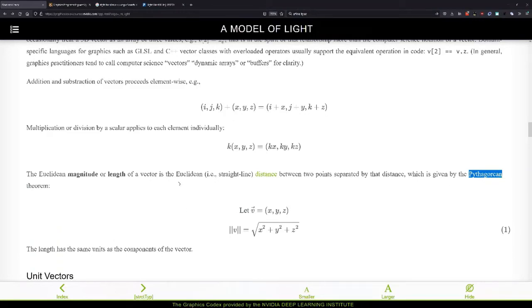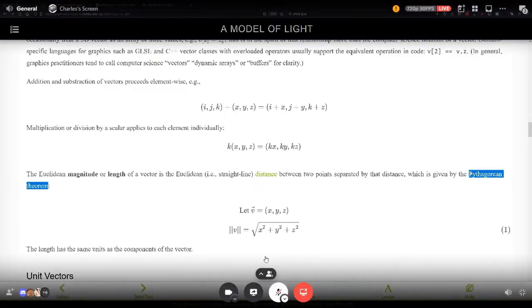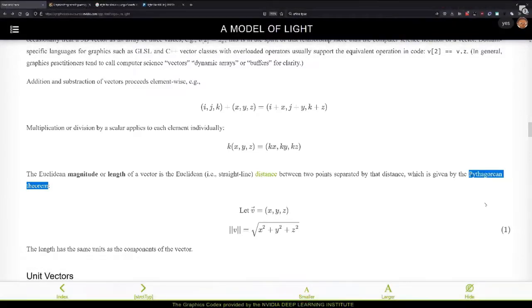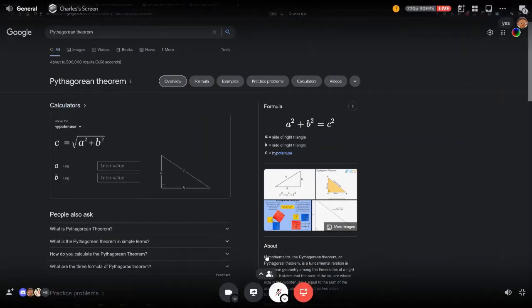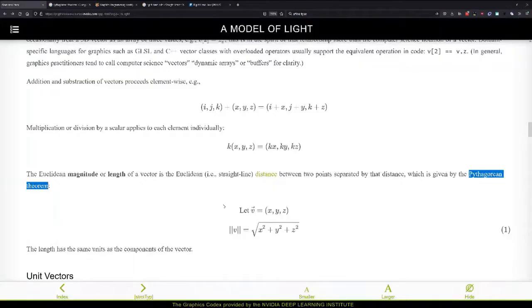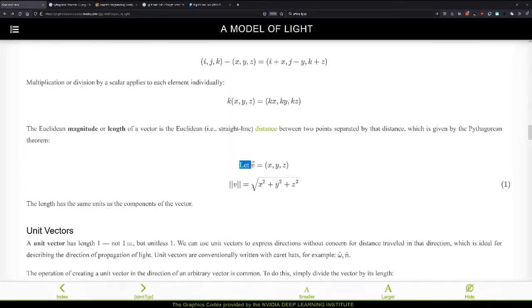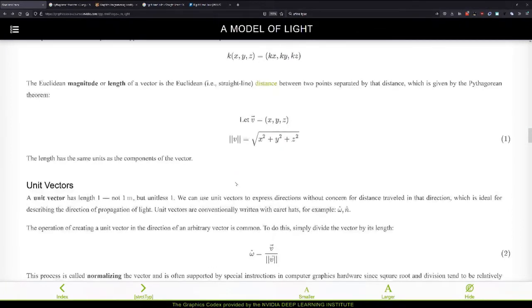Is that the Pythagorean Theorem? I think. Yeah. Okay. That's such a fundamental thing that I'm blanking on. Yeah. This is not a proof for why the magnitude is this equation here. But it is that, so that's great.